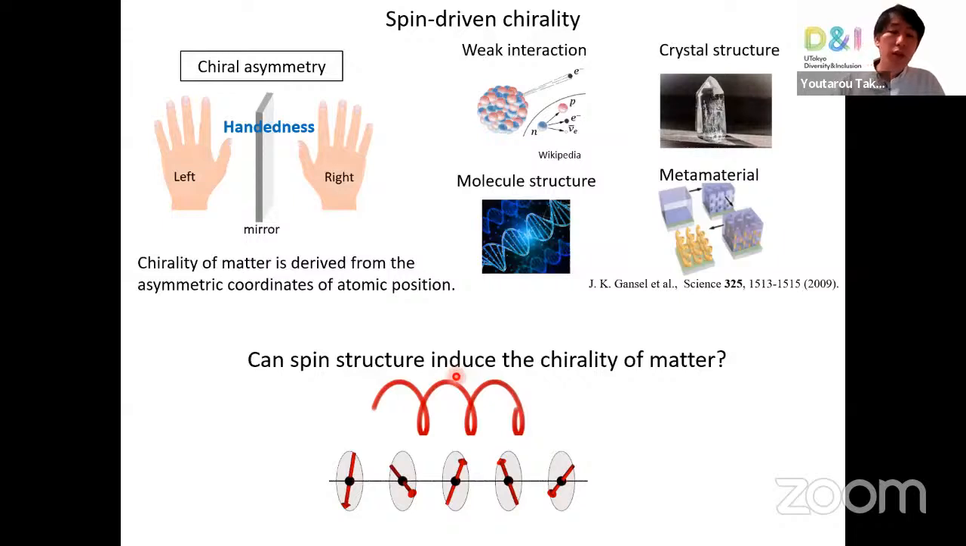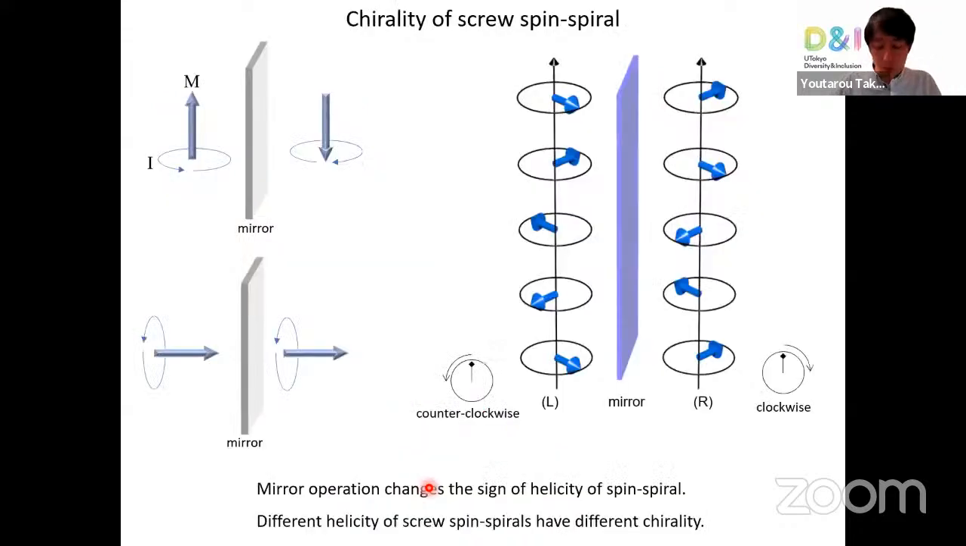The answer is yes. Similar to a helix or spring, the screw type spin structure has a chirality. Okay, let's check the asymmetry arising from the screw spin structures. We have to be careful about the mirror operation of the magnetic moment. For example, when the magnetic moment is parallel to the mirror plane, the mirror operation changes the sign of the magnetic moment, similar to this circular current. But if the magnetic moment is perpendicular to the mirror plane, the sign of the magnetic moment does not change.